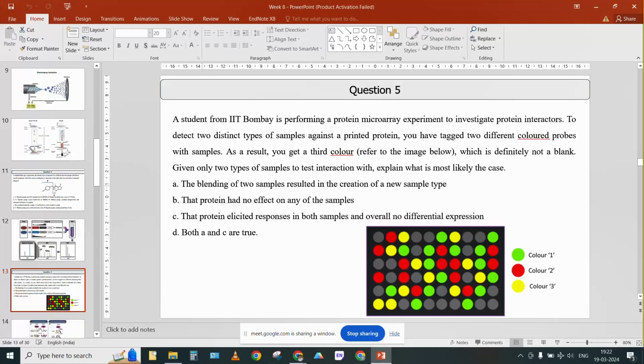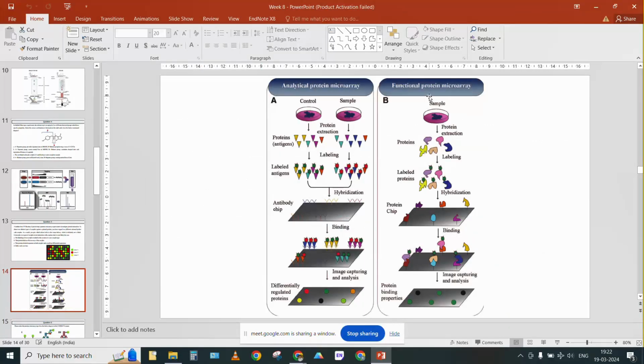Option A is that the blending of two samples resulted in the creation of a new sample type. Option B is that the protein had no effect on any of the samples. Option C is that the protein elicited responses in both samples and overall there is no differential expression. And option D is that both A and C are true. Before going into it, I'll tell you some of the basic concepts, like analytical protein microarray.